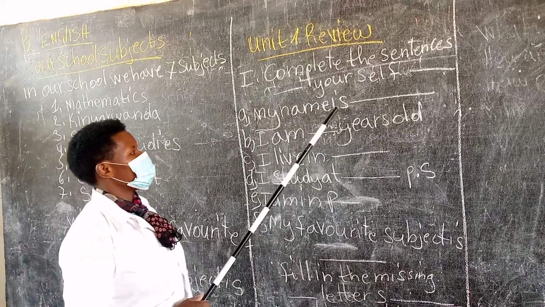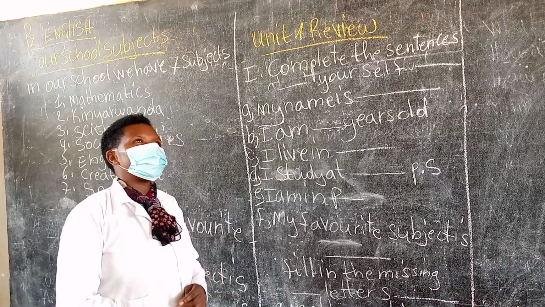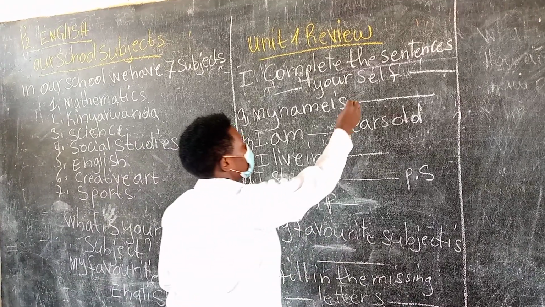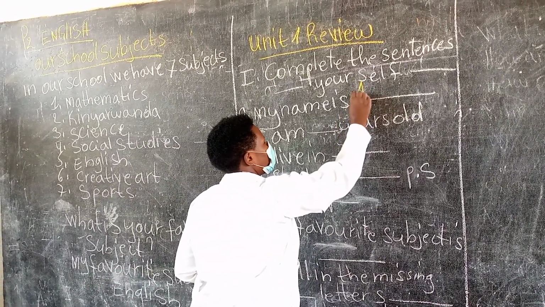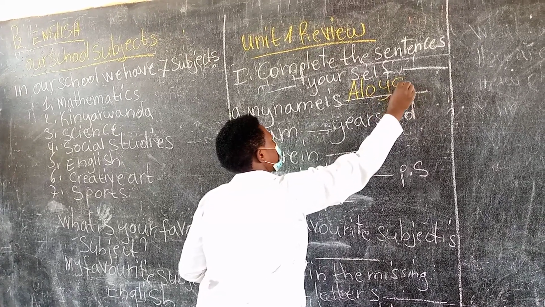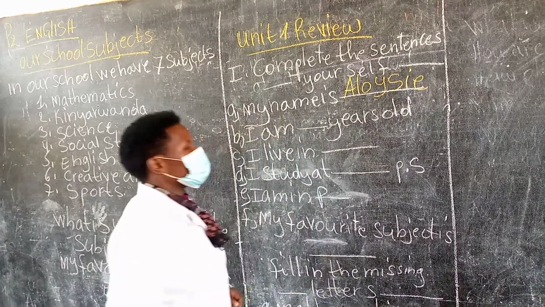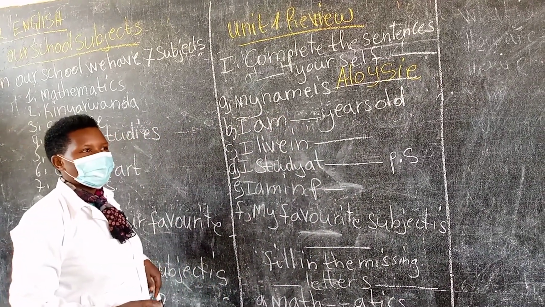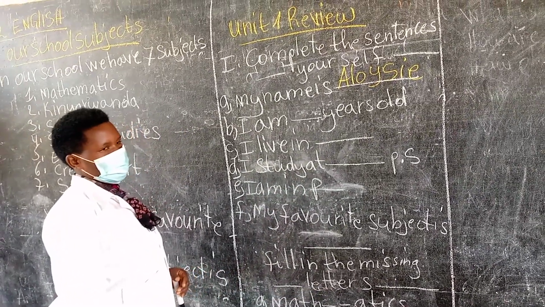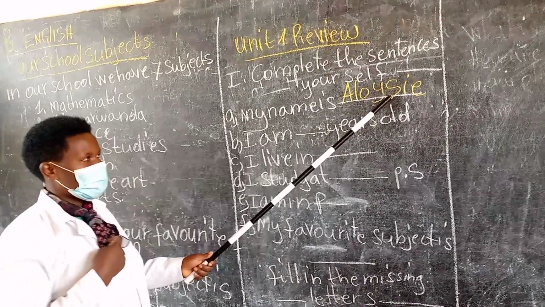My name is. According to me, my name is Aloysi. According to another one, her name is another name. But according to me, my name is Aloysi.